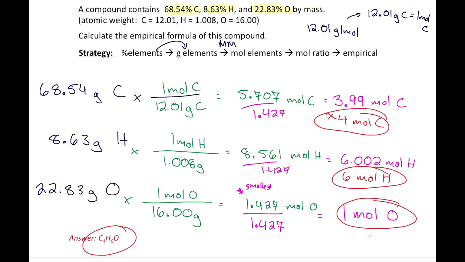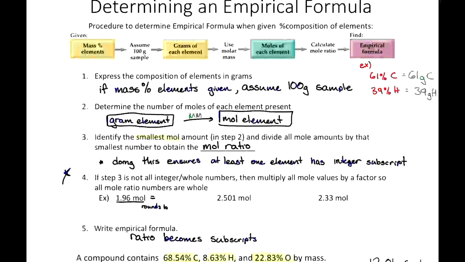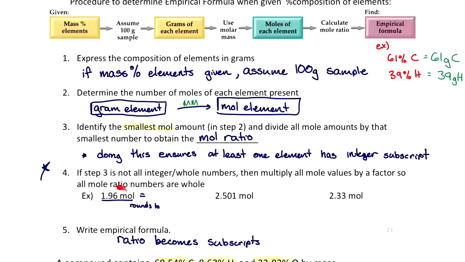Those are fine to round because they're really, really close to an integer. All right, so here, let's go back to step 4, because sometimes you won't get an integer value, and I'll show you what you do in the next example. So here's an example. If you got a mole amount of 1.96, this basically rounds to 2, because it's very, very close to an integer value.